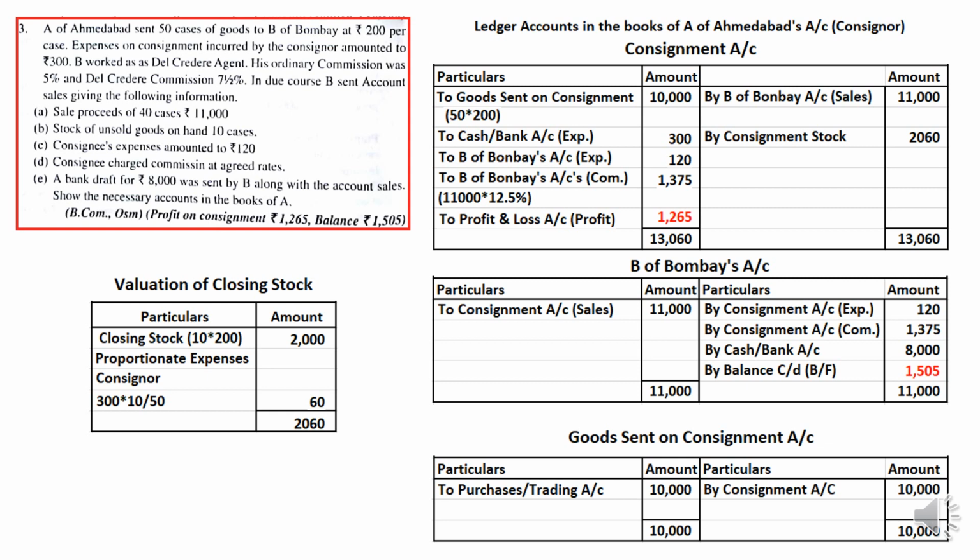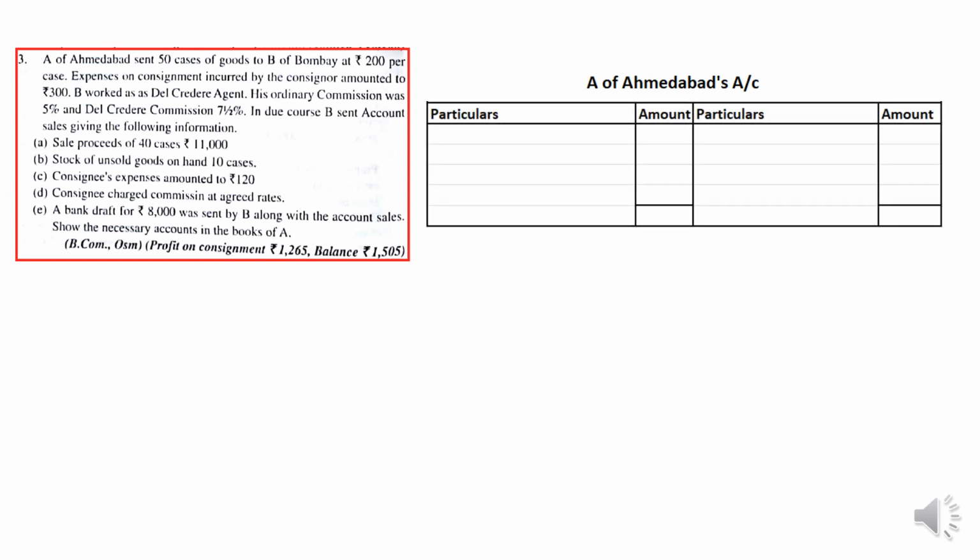Clear? Now we will take up the same question in the books of consignee. What is the consignee account? Though it is not asked in the question, I am still showing you since it is a learning video. Then A of Ahmedabad account will be opened in the books of whom? B of Bombay. So in A of Ahmedabad account, we write by cash sales made by the consignee, that is 11,000, and expenses incurred by the consignee 120, commission charged by the consignee 1375, it will be debited. Then advance given by the consignee 8,000. So expenses and advance will be debited, sales will be credited.